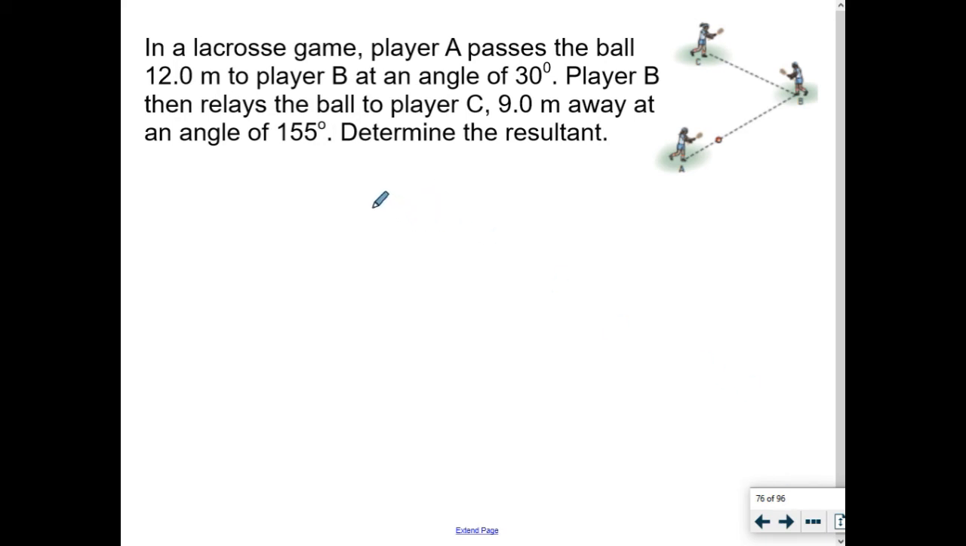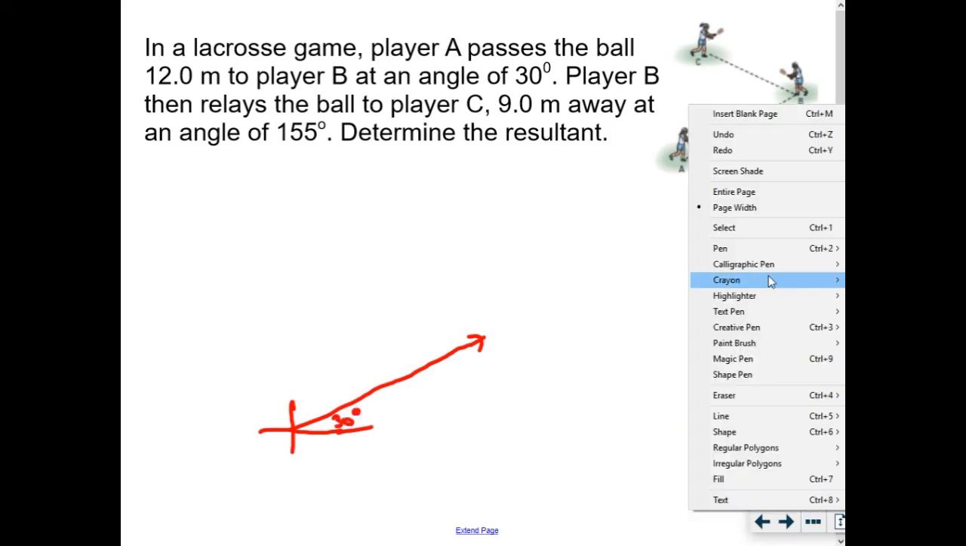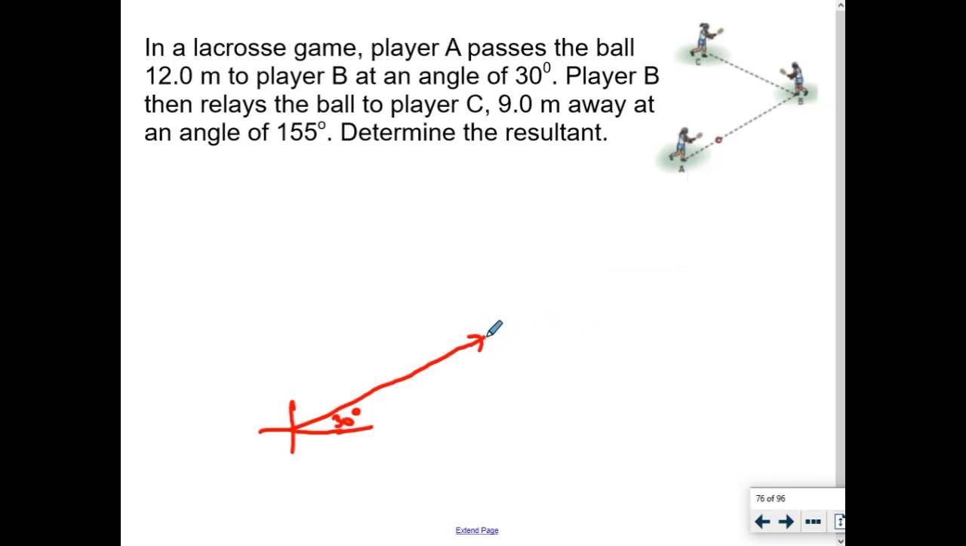Here's the example. Player A passes the ball 12 meters to player B at an angle of 30 degrees. So if I were to draw that, here's a little header to get going. Player A passes to player B, and the angle that we have right here was 30 degrees. I'm going to make a new color. Then it says that player B relays the ball, because there's another crosshair to get us going, at an angle of 155. And 155 means that all the way around to here is 155. So I'm going to draw it kind of like that. So from here to here is 155 degrees.